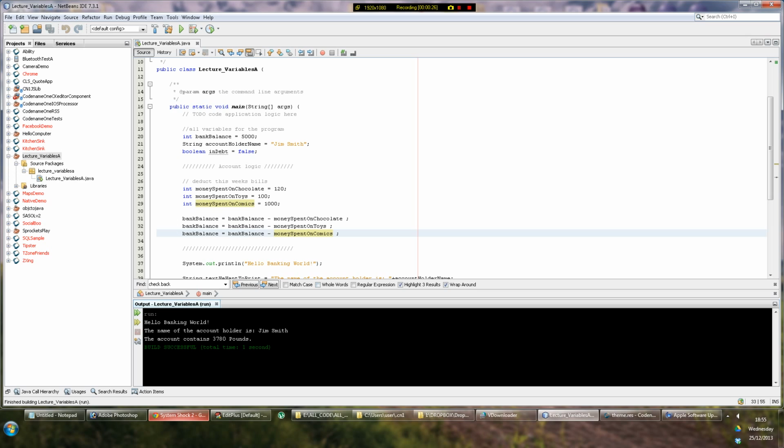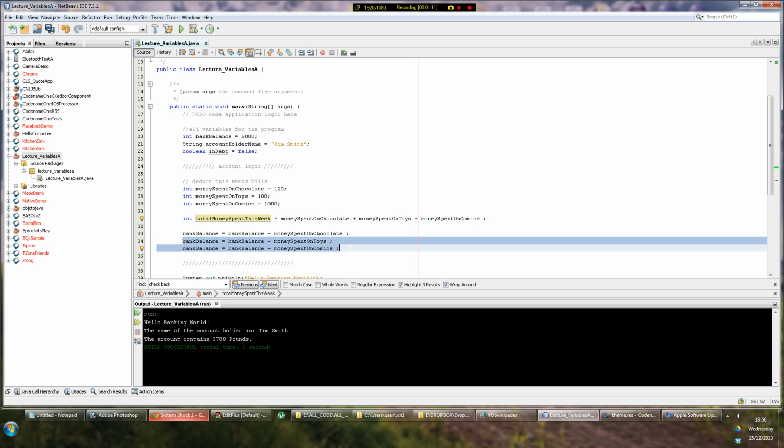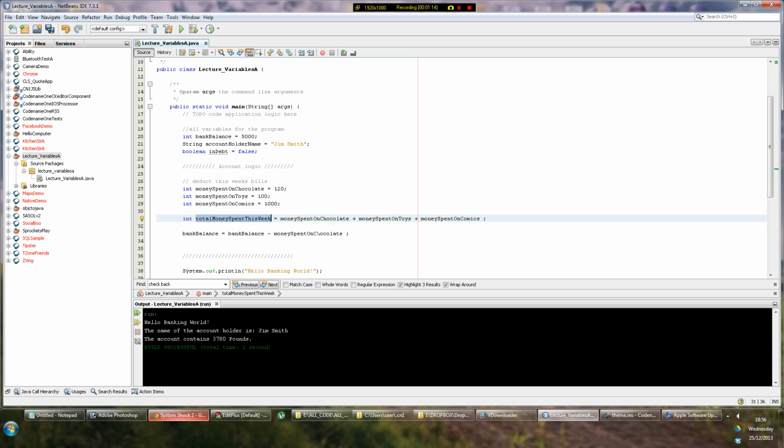Run it. 3,780. Awesome. So now you might be thinking, well, every time he buys something different, we have to declare it there, put the number, and then copy and paste this line. Yeah, we do, basically. But you could be a bit sneaky on saving these three. You could make one variable to hold them all. So you could say int total money spent this week equals, and obviously now you just want to add them together, right? So you just do that plus that, money spent on chocolate plus money spent on toys plus money spent on comics must equal the total money spent this week, right? So now we don't need these three lines. We get rid of the last two, and we change money spent on chocolate to total money spent this week.